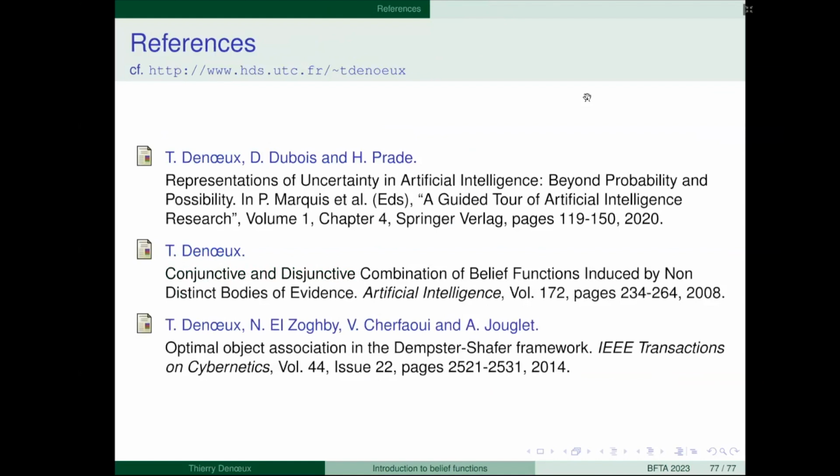This is the paper about the cautious rule. I didn't speak of the cautious rule today, but Frédéric will do it this afternoon. And this is a paper with that object association idea. If you want to know more about this, you will find all the details in this paper.